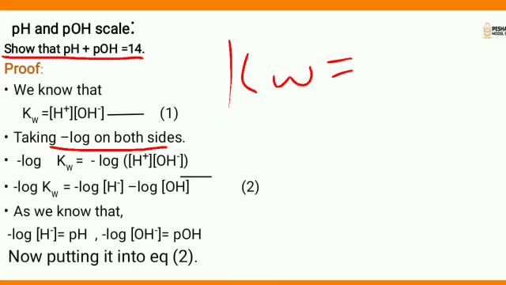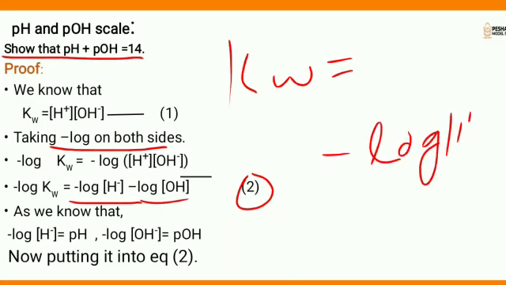Arranging equation 1, you will get minus log Kw is equal to minus log hydrogen ion concentration, minus log hydroxyl ion concentration. It becomes equation number 2. As we already know, minus log hydrogen ion concentration is equal to pH. Clear? And similarly, minus log molar hydroxyl ion concentration is equal to pOH.